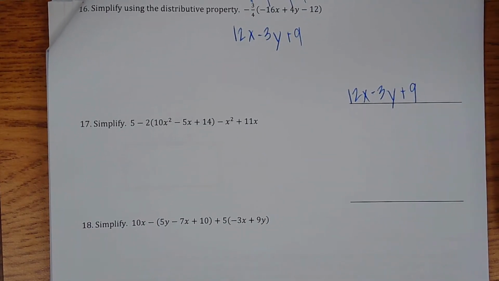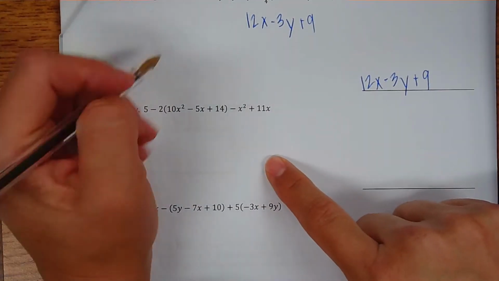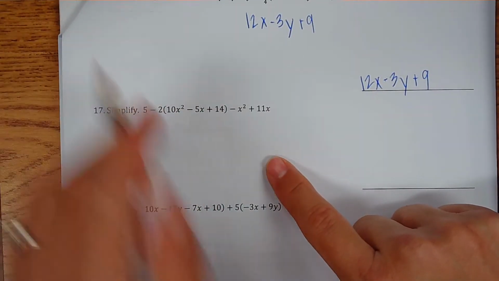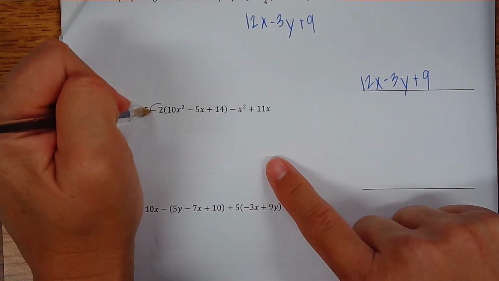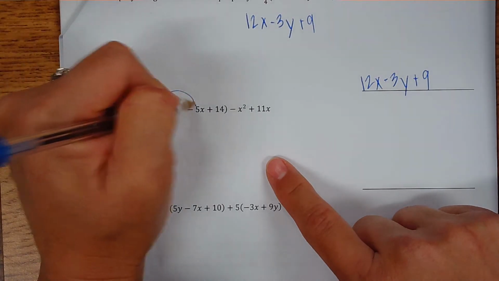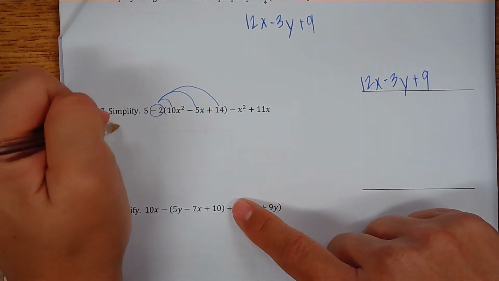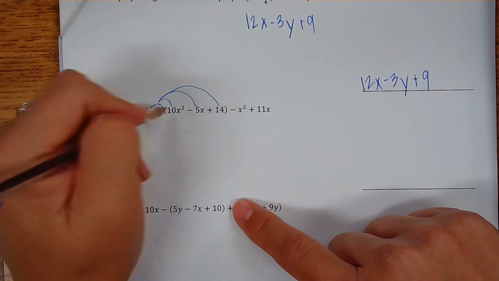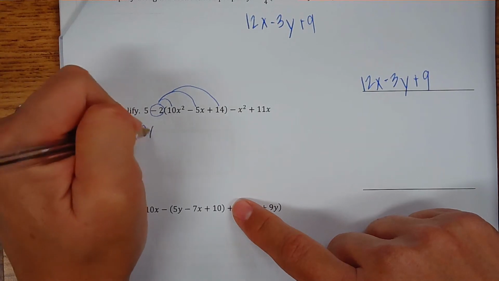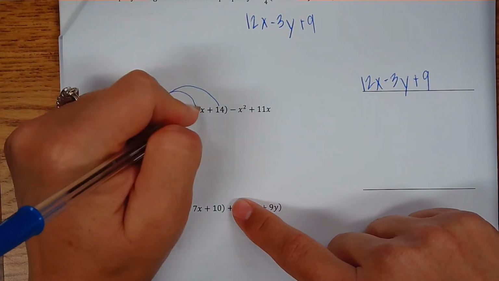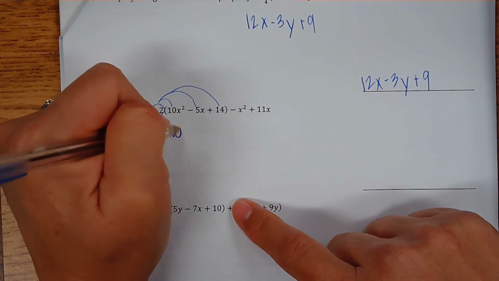All right, and then we will move along and it gets a little bit trickier, right? So here, there's nothing to combine in these parentheses. So what I'm going to do is distribute this negative 2. I'm going to multiply it by all of these things. So I'm going to have 5, and then negative 2 times 10x is going to be minus 20x squared. Negative 2 times a negative 5 is going to be plus 10x.